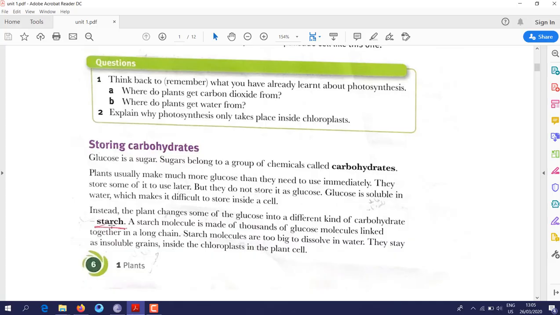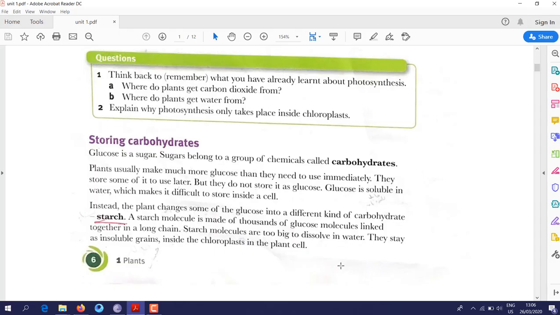So what's starch? Starch is a molecule made of thousands of glucose molecules linked together. Thousands of glucose linked together form a starch. Starch is insoluble. Starch molecules are too big to dissolve in water. So in this way, plants prevent the glucose from dissolving in the water.